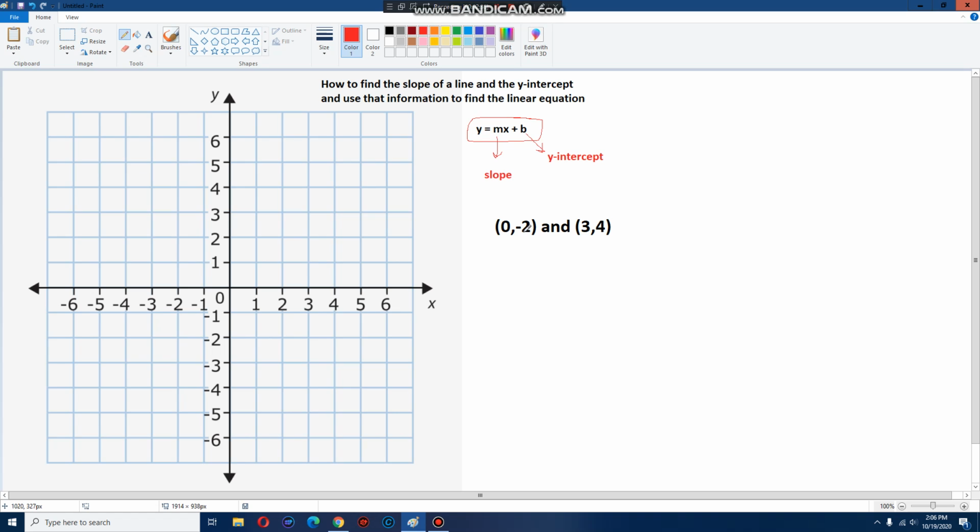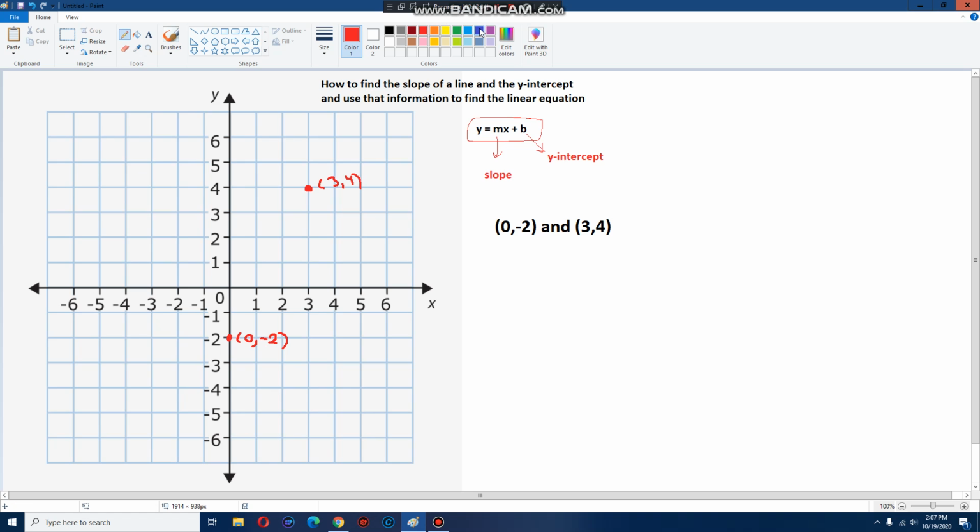So let's do the first one. (0, -2) is right over here. Make sure we label it: 0 is the x-coordinate, -2 is the y-coordinate. And then the other one is (3, 4). So 3 on the x-axis, 4 on the y-axis, right over here. And I'm going to label it (3, 4).